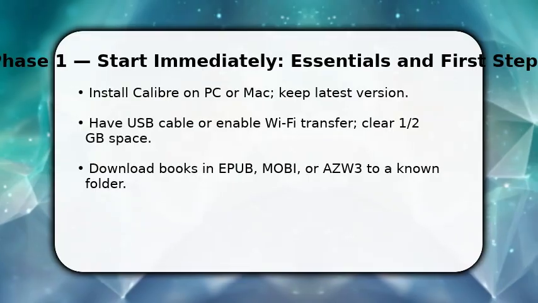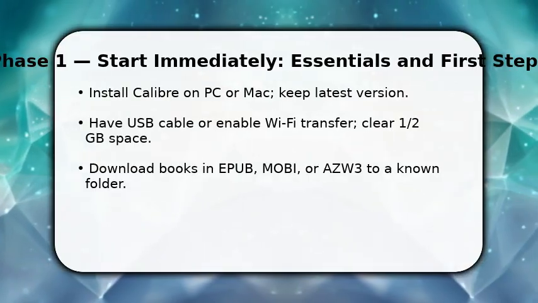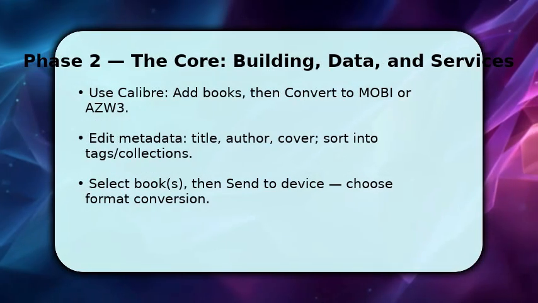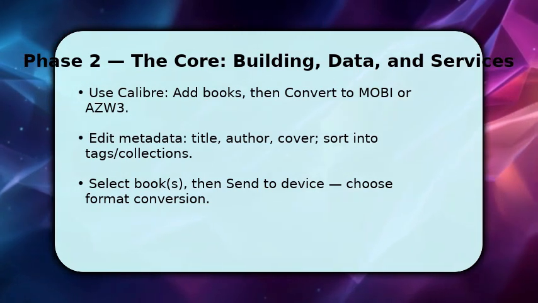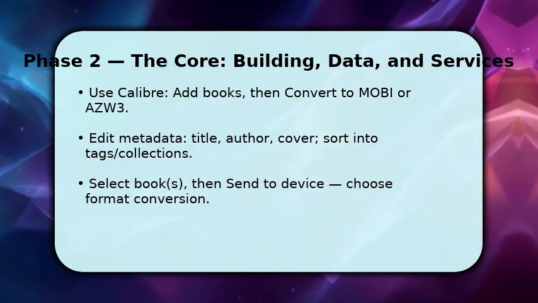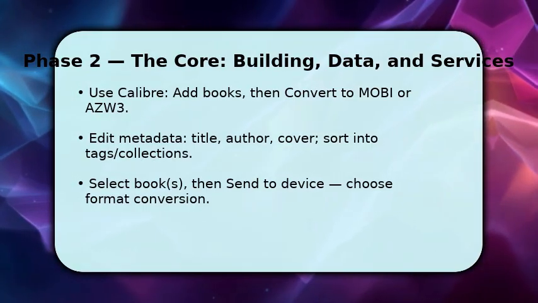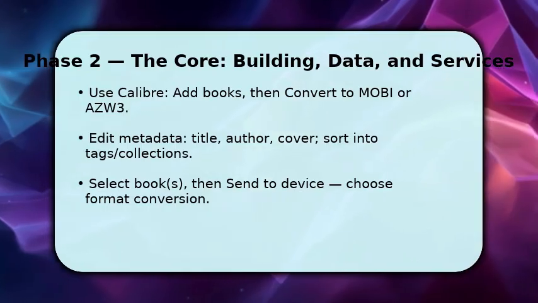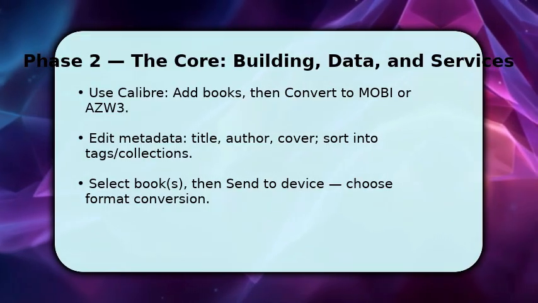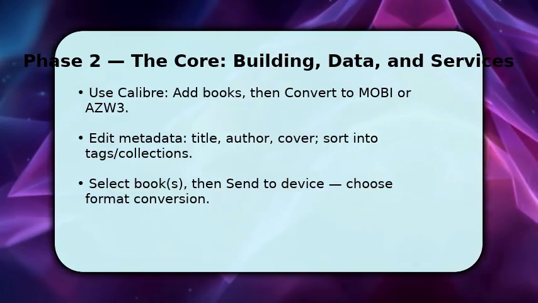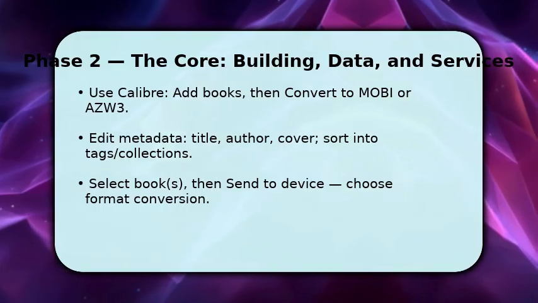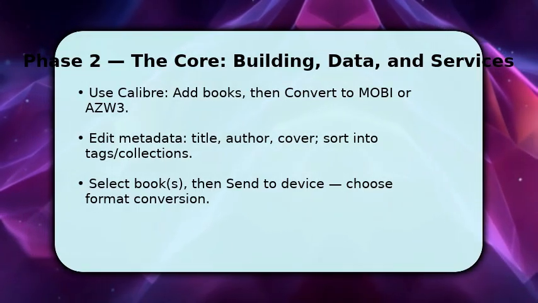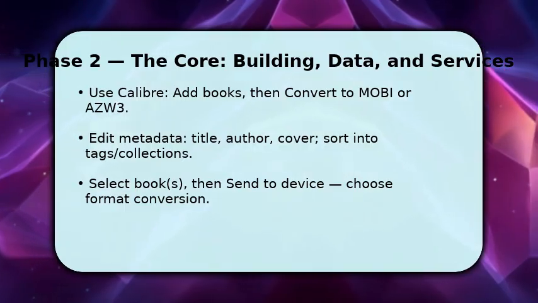Now you focus on format and organization. In Calibre, add files and convert EPUB to MOBI or AZW3 so Kindle reads them natively. Conversion fixes layout and fonts. Edit metadata and covers so items sort correctly on the device, and apply tags or series info to keep your library tidy. Once done, select the books and use Send to Device, choose the device driver, and confirm the output format. Finish by safely ejecting the Kindle.